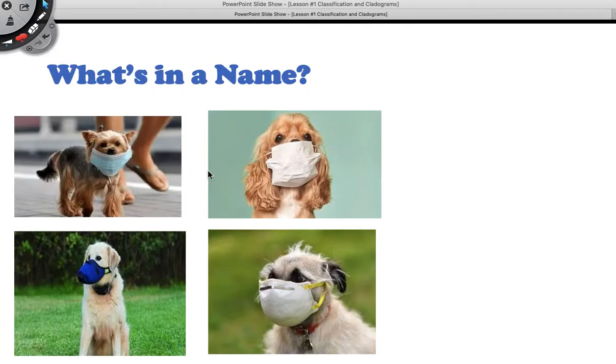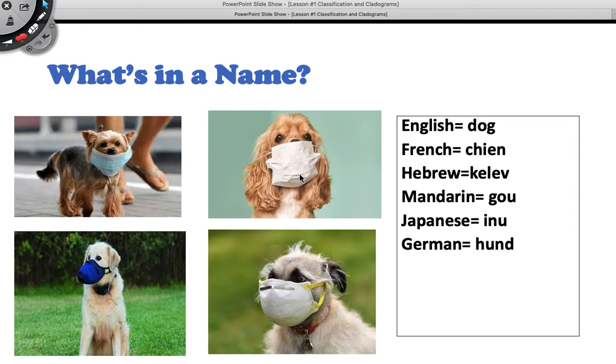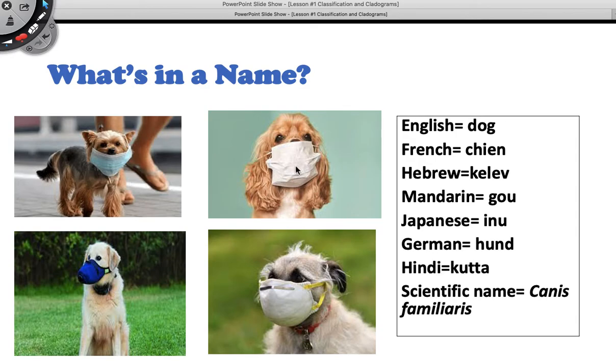So why is that important? Well, what's in a name, right? We know that languages also differ. We call these dogs if you speak English, but not if you speak French or Hebrew or Mandarin or Japanese or German or Hindi. So again, languages vary, and so can a common name based on language, but not if we all agree to name that organism by its scientific name, which is Canis familiaris. Canis is the genus, familiaris is the species name. And we can all agree on that.